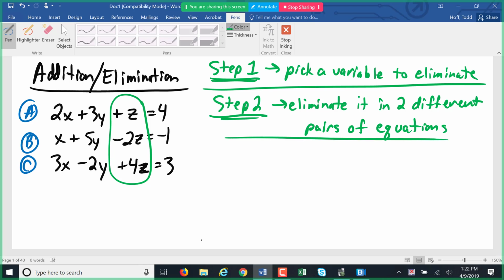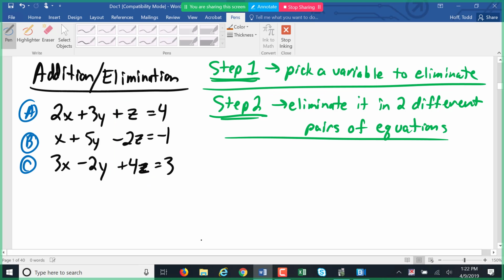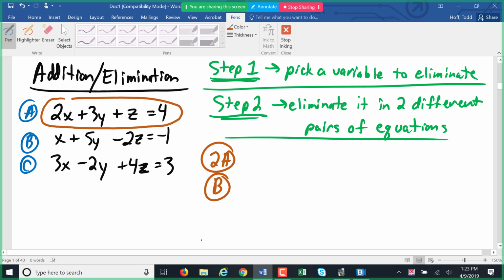So here's what I'm going to do. I'm eliminating variable z. So the first elimination I'm going to do is going to look like this. 2 times equation A plus equation B. Why am I multiplying equation A times 2? Because if I multiply that by 2, the z is going to cancel out. So let's multiply it by 2.